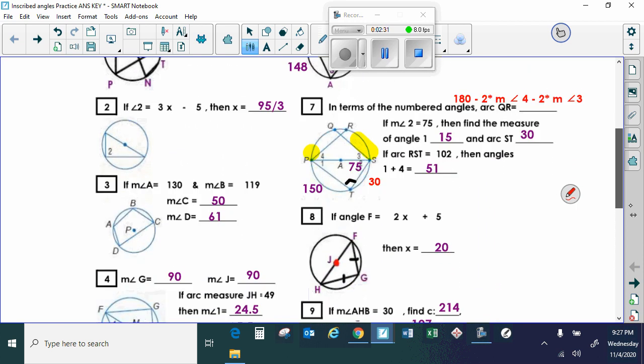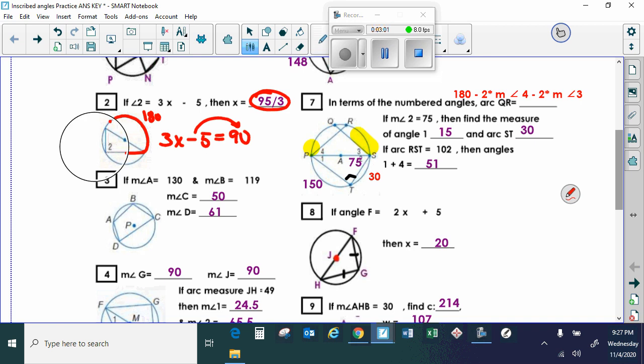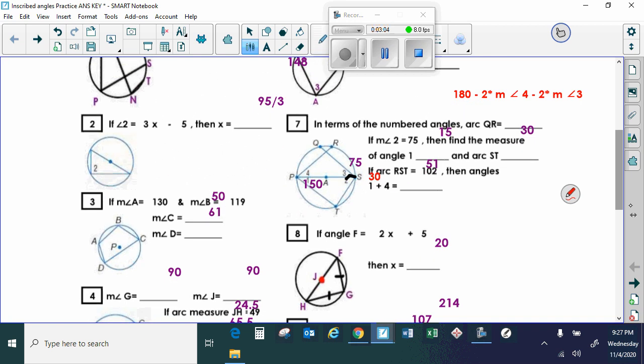All right, number 3. We should know that angle 2 is 90 degrees because it connects at the ends of the diameter. So we know a diameter makes 180 degrees right there. So half of 180 is 90 degrees. So we go ahead and set angle 2, 3x minus 5, equal to 90 degrees. Add the 5 across is 95, and then divide by 3, and you get 95 thirds. Notice it doesn't ask for an approximate answer, so therefore it's an exact answer.